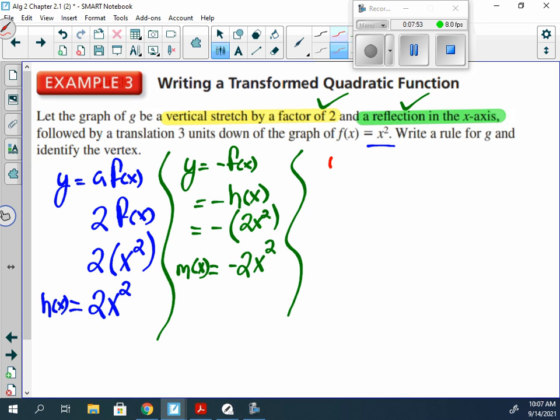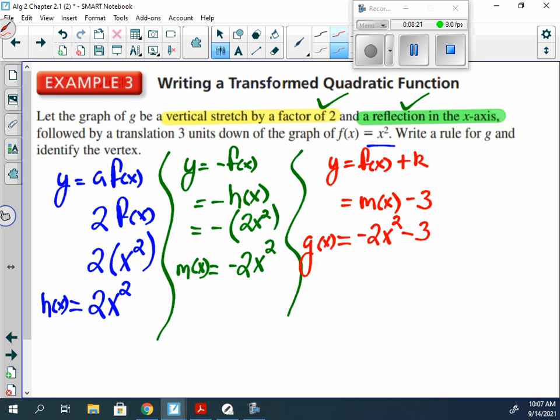And exactly our last one, y is equal to f of x plus k, because that's our up and down, our vertical. But we don't have f of x, we're using m of x, and our k is going to be minus 3 because we're going down 3. Now m of x is negative 2x squared minus 3. And that's it.